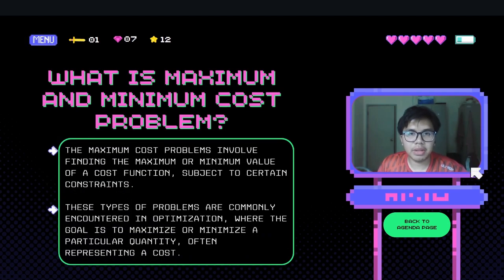What is the maximum and minimum cost problem? The maximum and minimum cost problem involves finding the maximum or minimum value of the cost function subject to certain constraints. They are very commonly encountered in optimization, where the goal is to maximize or minimize a particular quantity, often represented as a cost.